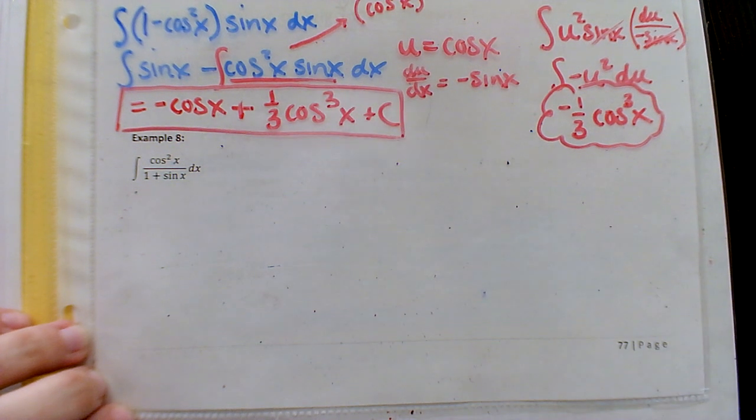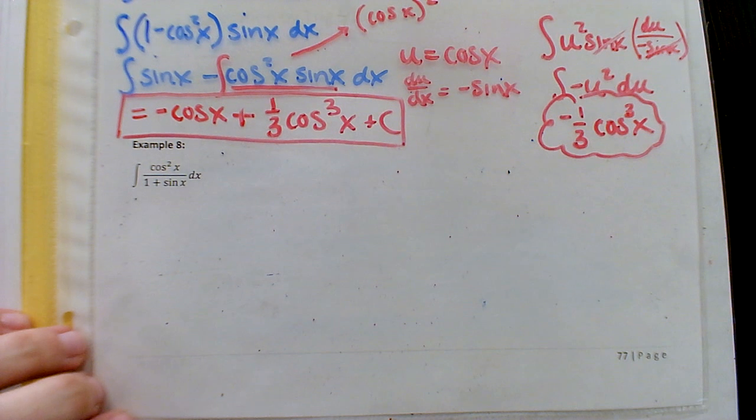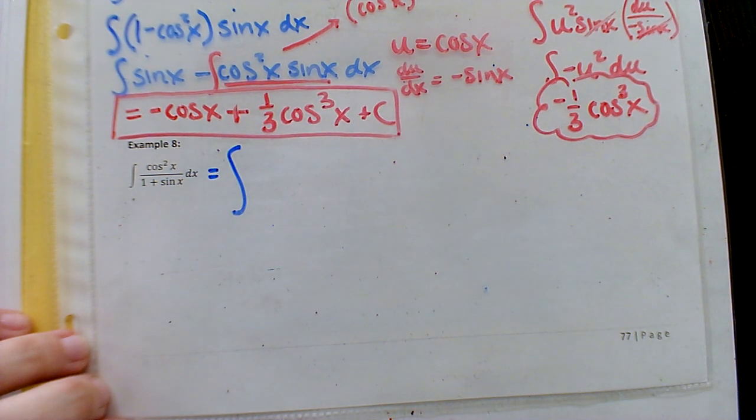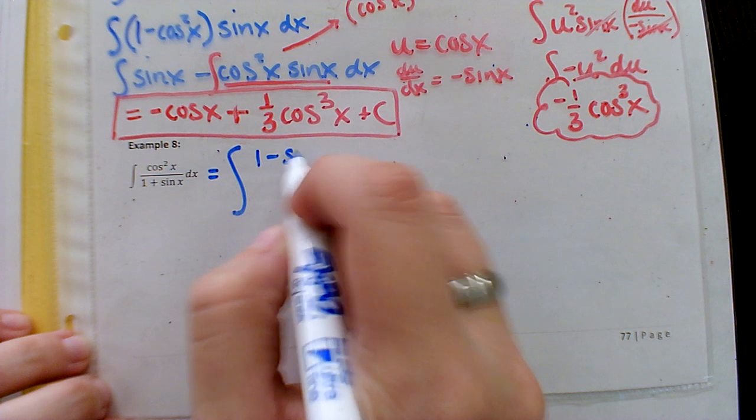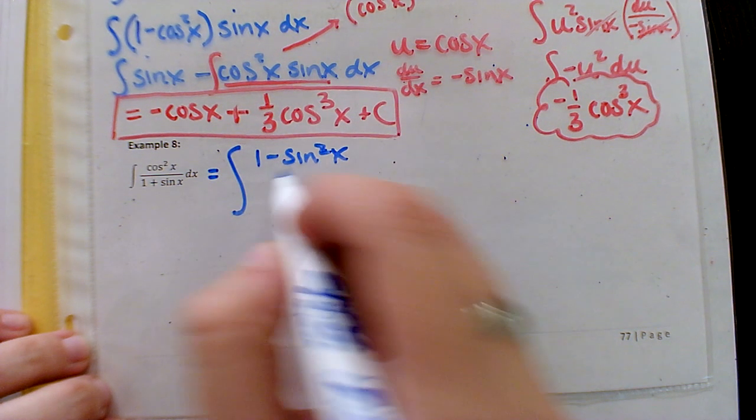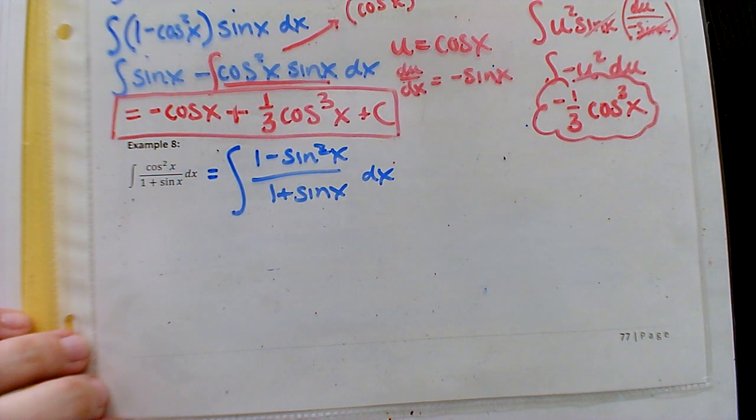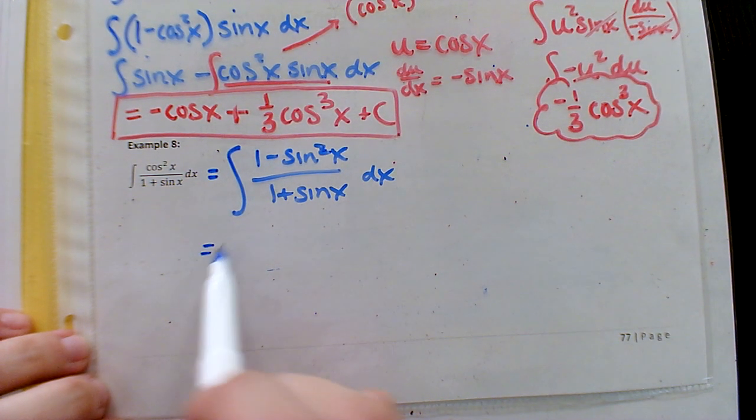Okay, so back to the drawing board. Can we use a different identity besides the double angle? Worth a shot, but it didn't work. Try something else. Is there another way we can rewrite cosine squared? 1 minus sine squared, okay. The Pythagorean identity. Anything else we can do?